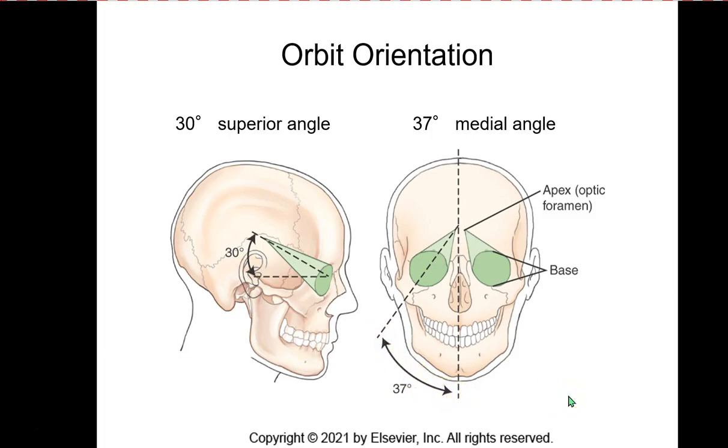If you wanted to image that optic foramen, you would need to extend the chin so that OML is parallel to the floor and rotate the patient's head 37 degrees. And those angles make sense once you understand the anatomy.